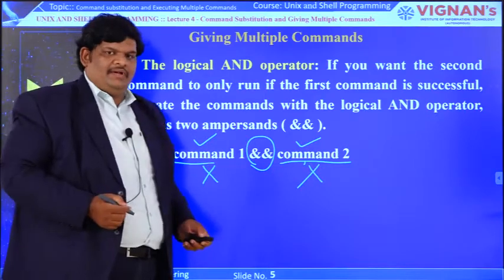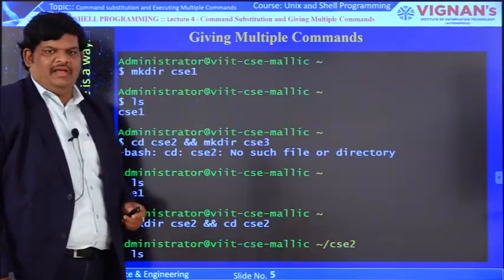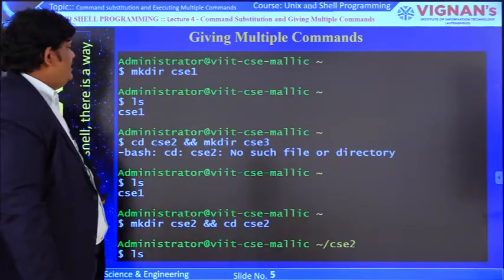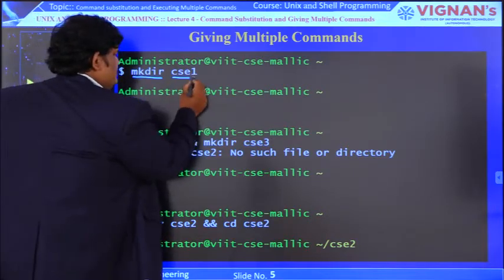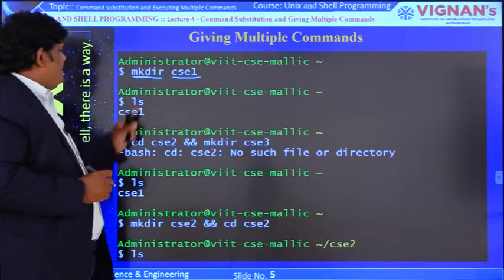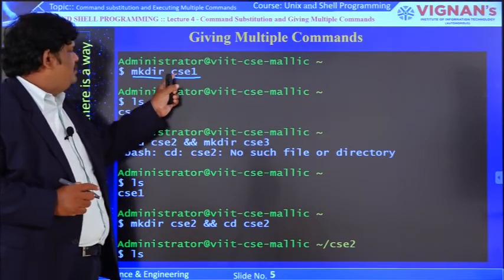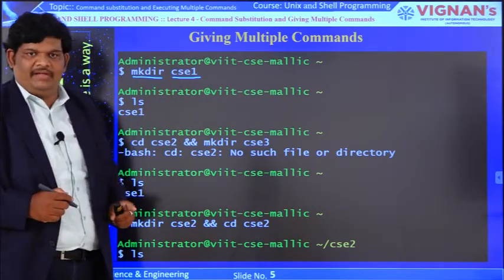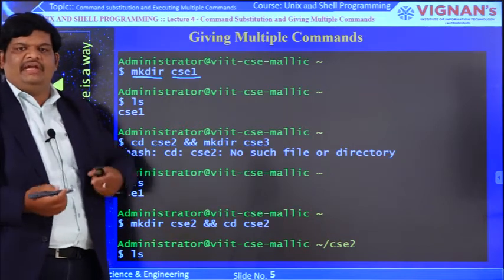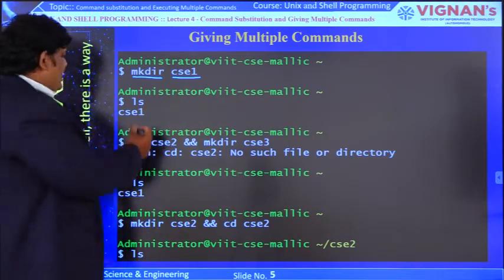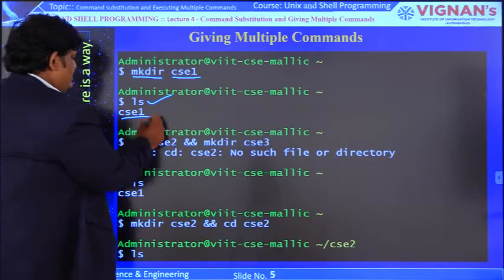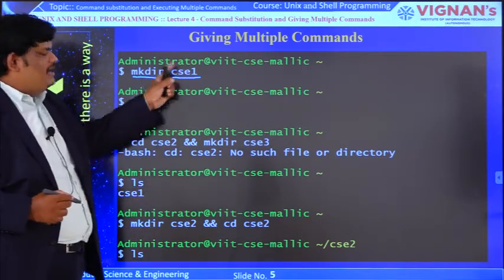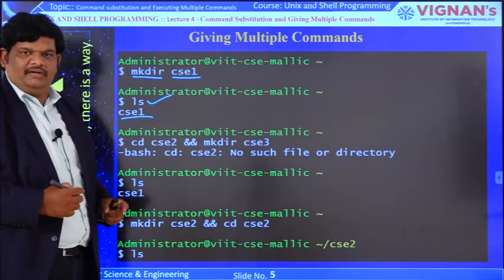Let us consider one example, the logical AND operator. See here, mkdir space CSC1. That means with the help of the mkdir command, we are going to create the CSC1 directory. Let us check whether the directory is created or not. With the help of the ls command, we can check that. Yes, CSC1 is there. That means we have successfully created the CSC1 directory.